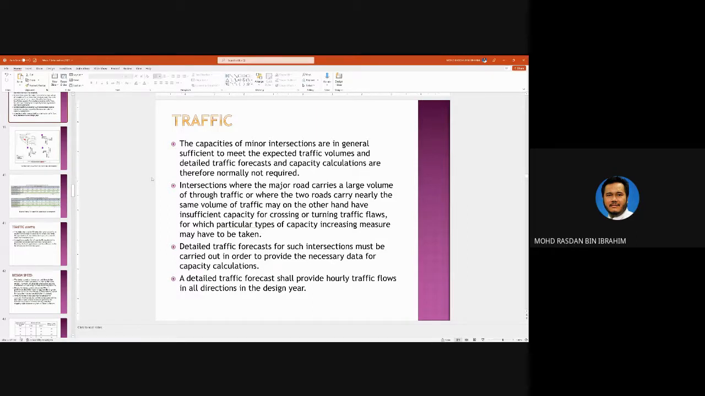Okay, wait. Detailed traffic forecast for such intersections must be carried out in order to provide the necessary data. Okay, this is the work of traffic consultants. If you are working with traffic consultants, some consultants do it themselves, gathering traffic volume data. But there are specialized consultants that only do this type of work. They only do traffic counts.